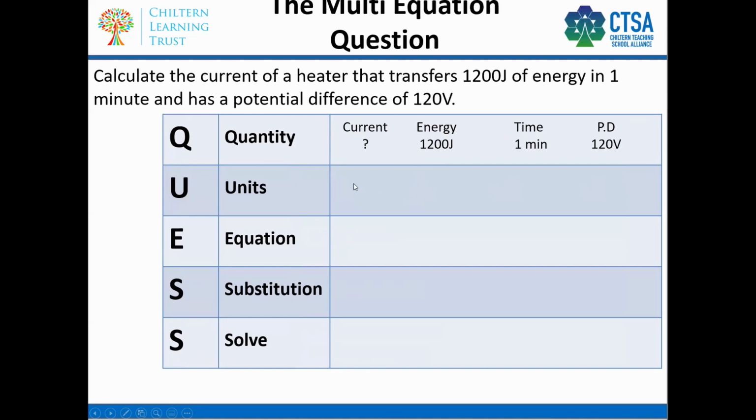So when we check those units, we can see the current is in amps. Energy should be in joules, so that's fine. Time should be in seconds, so we need to convert to 60 seconds. And potential difference is in volts.